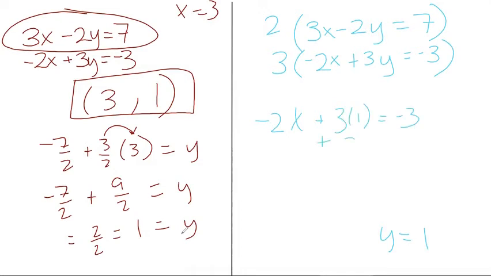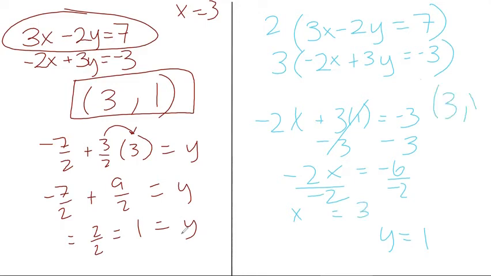If I subtract 3 on both sides to cancel this out, I would be getting negative 2x is equal to negative 6. Divide by negative 2, and I get x is equal to positive 3, which is the right solution. So once again, we get 3, 1 as our final solution.